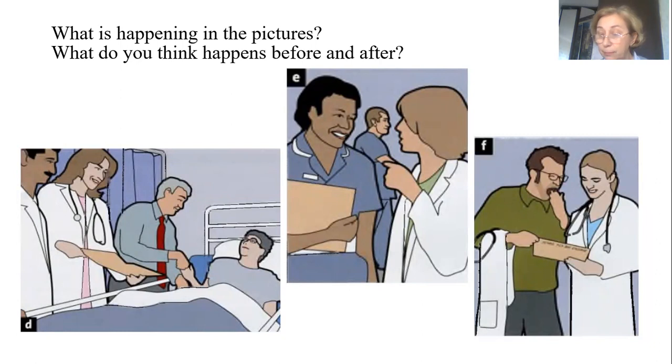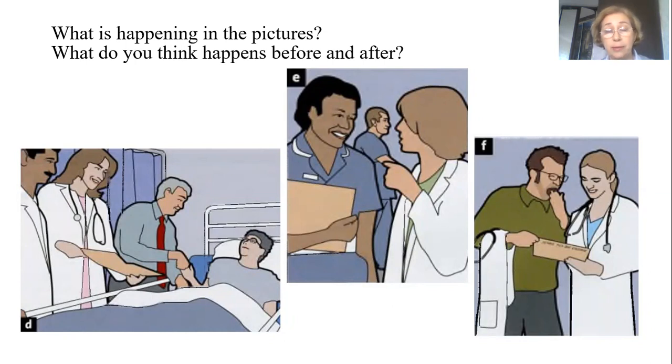Tala? Yes, teacher. So what do you think of picture F? What is happening in this picture? Well, there are two doctors, and I think they are examining and verifying the information about the patient. And I think the doctor sees the other doctor's report and gives him some information about the patient.